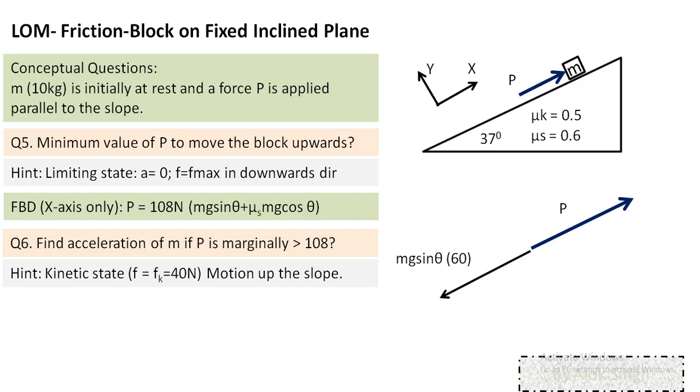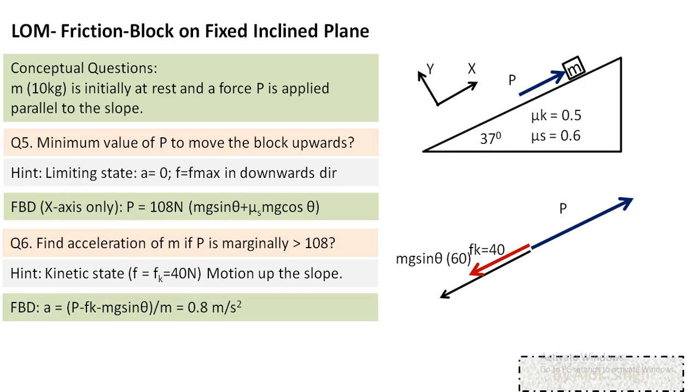So how would my free body diagram be? Mg sin theta, 60 Newton, acting downwards. P is up the slope, how much? 108 Newton. And friction force is kinetic friction now, 40 Newton. So what is the acceleration? Upward direction: P minus kinetic friction minus mg sin theta, divided by m. The value comes equal to 0.8 meter per second square.